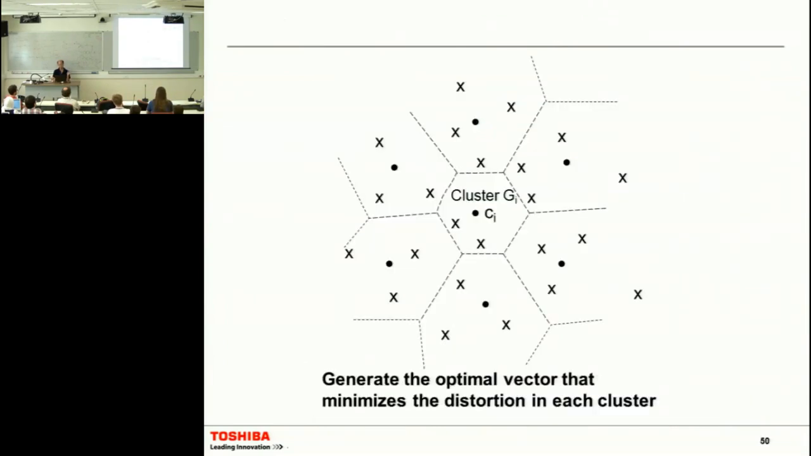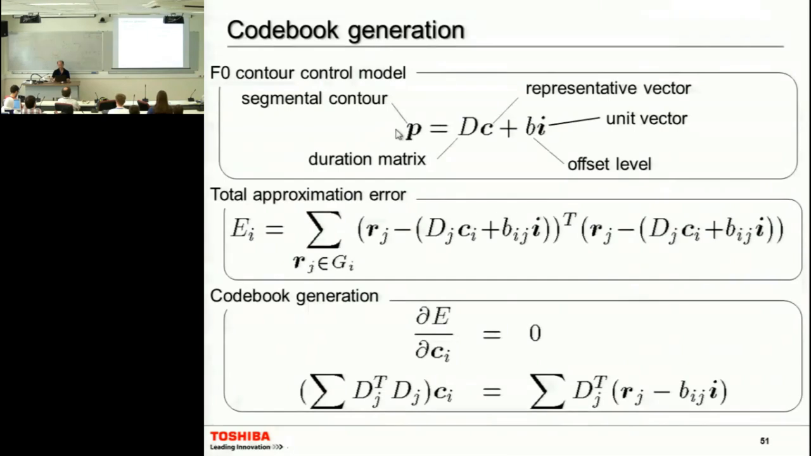And clustering is done in this space. So this is the same as unit generation. We have many training vectors, and we apply clustering to these data based on the distance between these vectors, not the centroid, but the synthesized vector using the prosody generation model. And this is the prosody generation model. So this is the pitch contour of a segment. And here is a representative vector in the codebook.